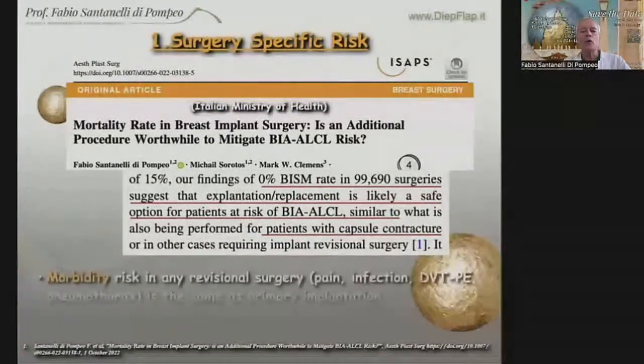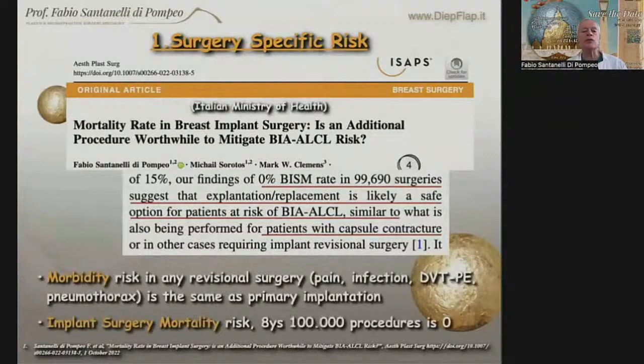And we know at the same time what the specific risks of surgery are. Basically, the morbidity risk in any revisional surgery is the same as in a primary implantation. So it doesn't make any difference if you put in your implants for the first time because of a cosmetic indication, or if you have to change the implant. The risk of complication is the same: pain, infection, deep vein thrombosis. It doesn't make any difference between primary and revisional surgery.